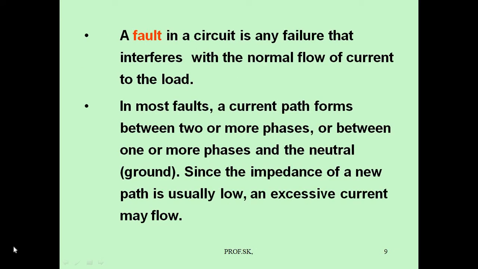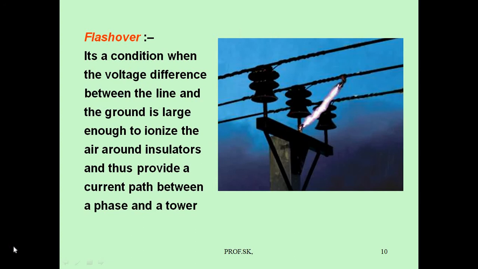A fault in a circuit is any failure that interferes with the normal flow of current to the load. In most faults, a current path forms between two or more phases, or between one or more phases and neutral or ground. Since the impedance of the new path is usually low, excessive current may flow. Flashover is a condition when the voltage difference between the line and ground is large enough to ionize the air around insulators and thus provide a current path between a phase conductor and a tower.